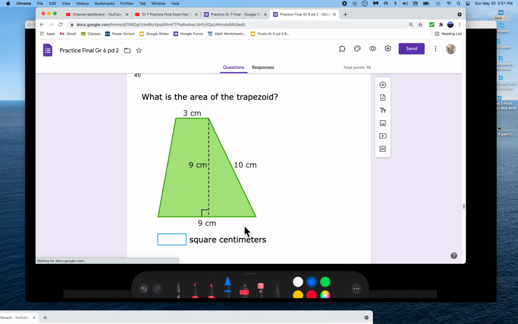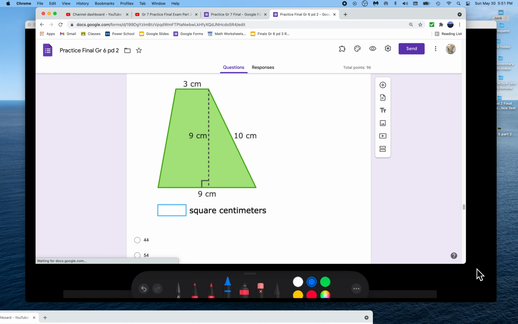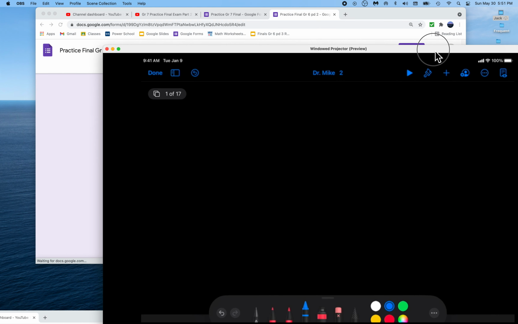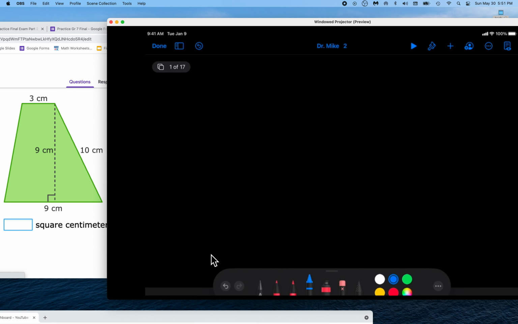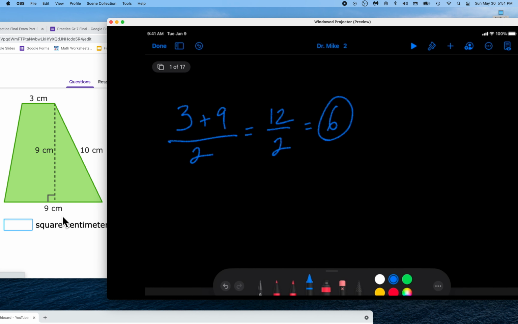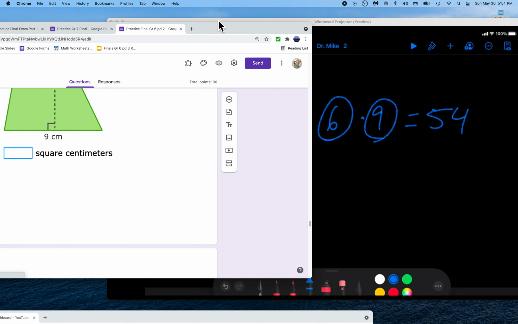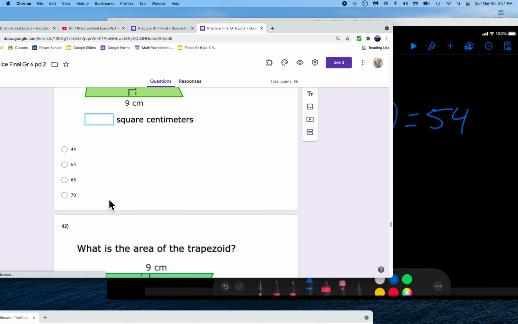Okay, how do we get the average of 2 things? We add them and divide them by the number of items. Okay, let's see if we can go like this for this one. Okay, good. So, here's one base, here's the other. We're going to add them and divide by 2. So we're going to get 12 divided by 2 equals 6. Then we're going to take that and multiply it by 9. And our final answer is going to be 54. There it is, choice 2.